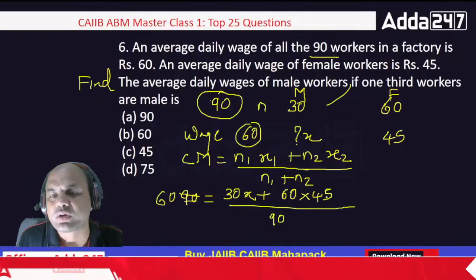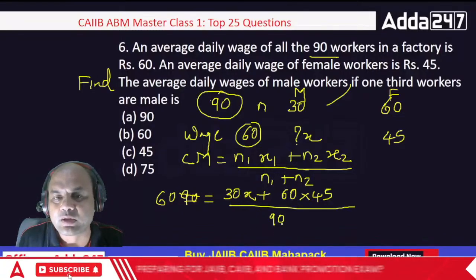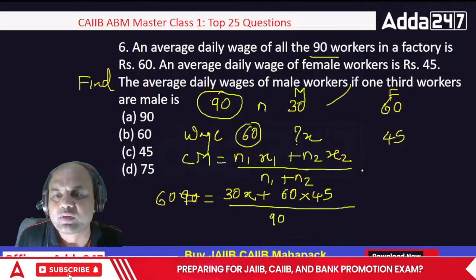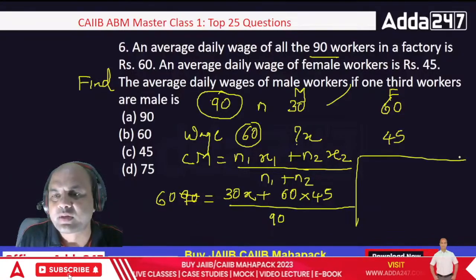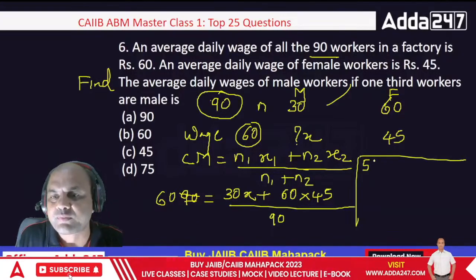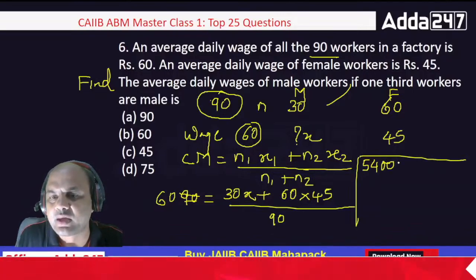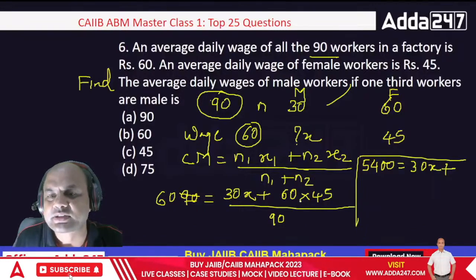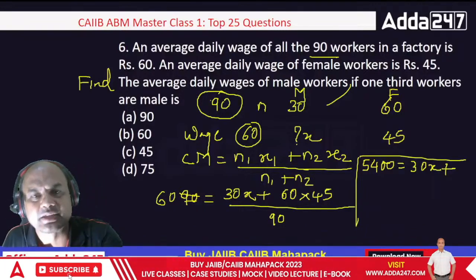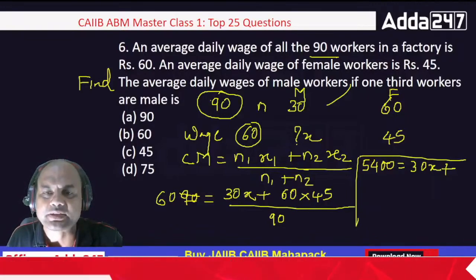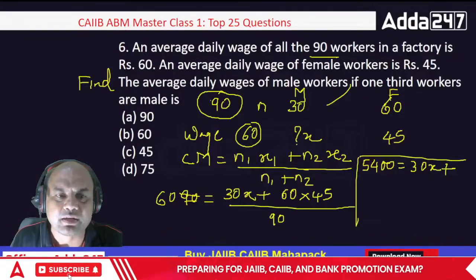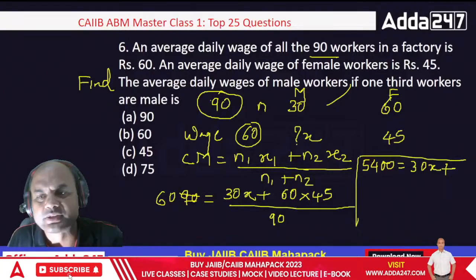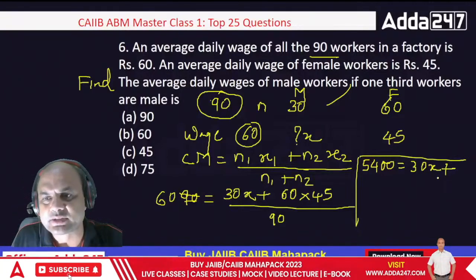Now solve it. 30x plus 60 into 45, and 90 will be in the denominator. Just cross multiply it. You'll get 6 nines are 54, so 5400 equals 30x plus 60 into 45. Do it on the calculator, everyone. 60 into 45 becomes 2700.